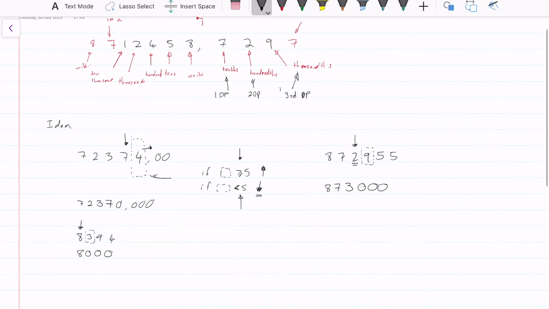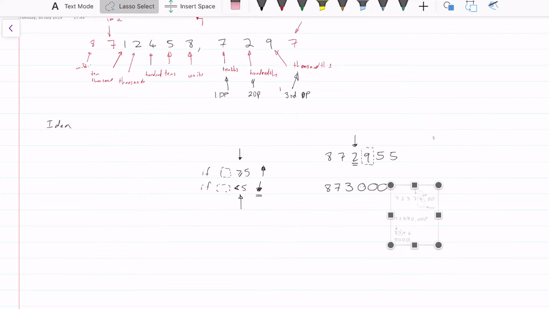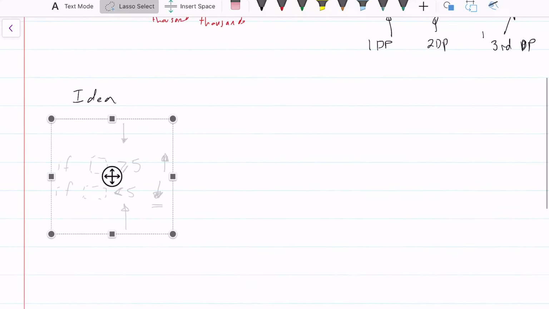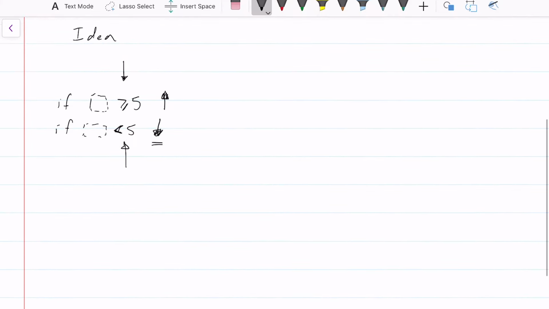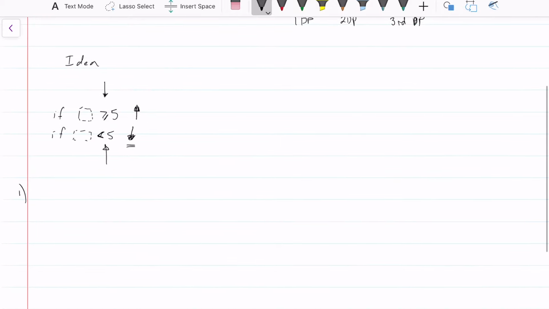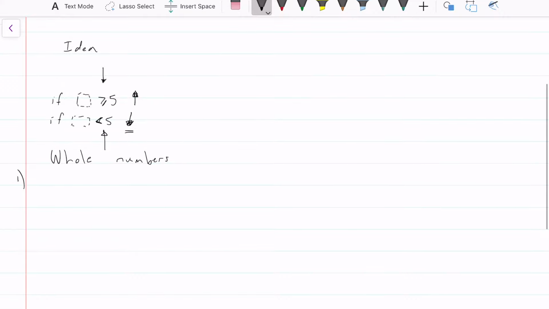Let's do some questions. What's important here is the criteria. Let's do some examples. Let's look at example 1. For right now we're looking at whole numbers, essentially with no decimal places.